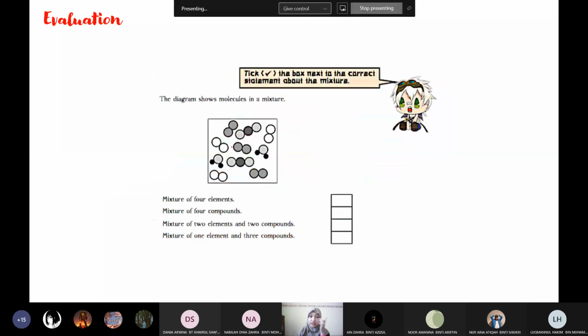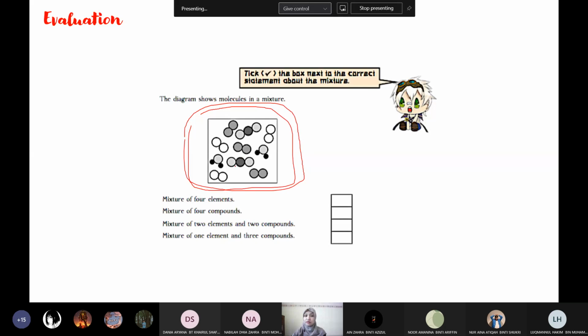The last question. Tick the box next to the correct statement about the mixture. The diagram shows molecules in a mixture. So which is correct? A mixture of 4 elements? Are there 4 elements here? Or a mixture of 4 compounds? Or a mixture of 2 elements and 2 compounds? Or lastly, a mixture of 1 element and 3 compounds?